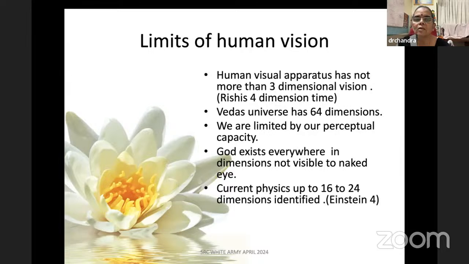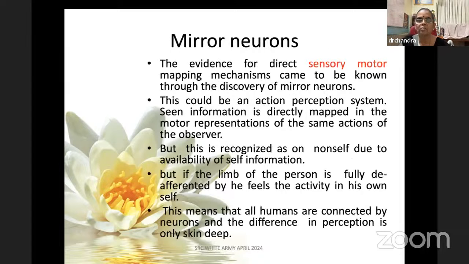The human visual apparatus has not more than 3-dimensional perception. Only the 2nd dimension is complete, the 3rd dimension is completion. The 4th dimension is time. The rishis can move back in time. That is the 4th dimension. And the Vedas say that the universe has got 64 dimensions. And we are limited by our perceptual capacity. God exists everywhere in dimensions not visible to the naked eye. Current physics has already sorted out about 24 dimensions, and still many dimensions remain to be sorted out.